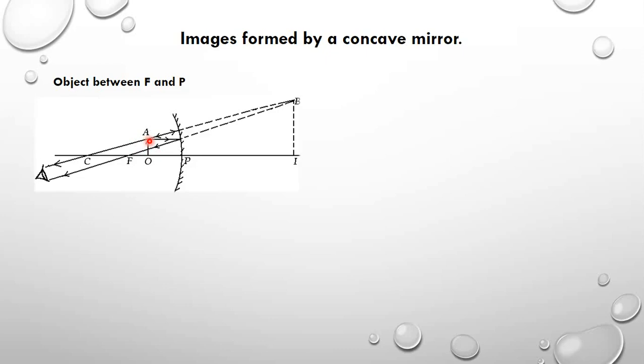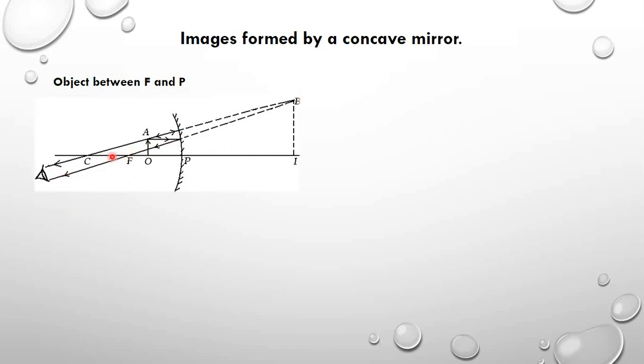The first rule which we looked into: a ray drawn parallel to the principal axis is reflected through the principal focus, as you can see. So this ray is going to be drawn from the top to the mirror, and then it's going to be reflected in that direction, and then we shall elongate it. It will appear to come from this other side.